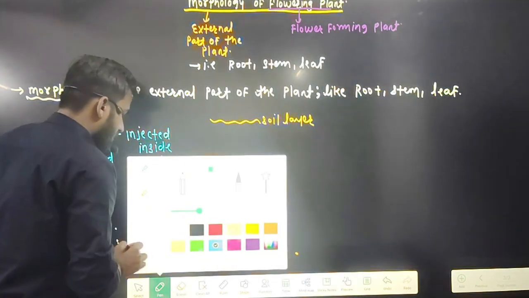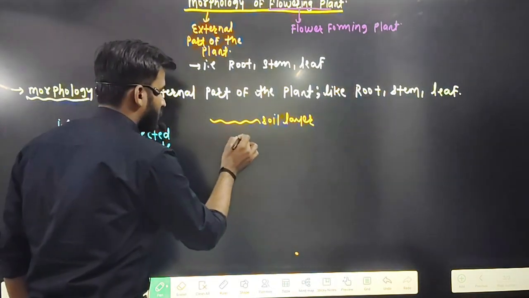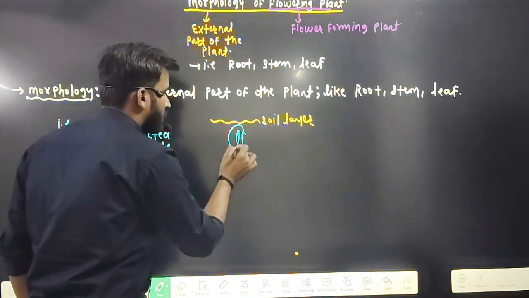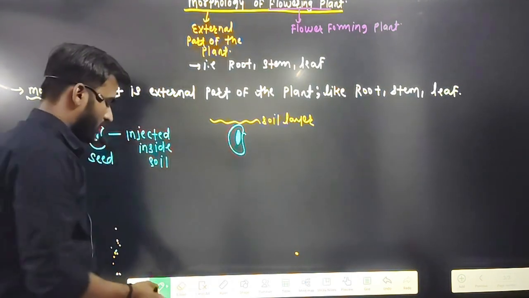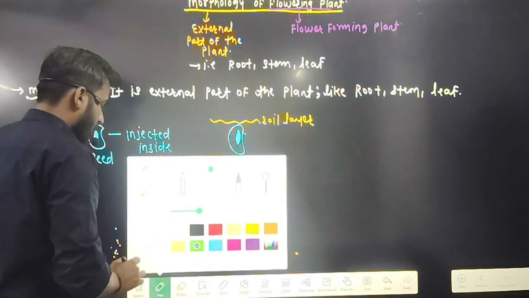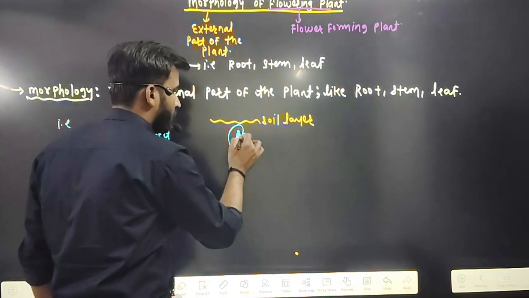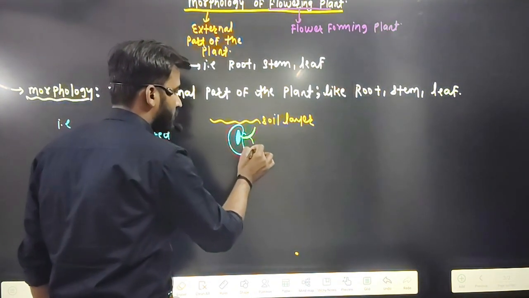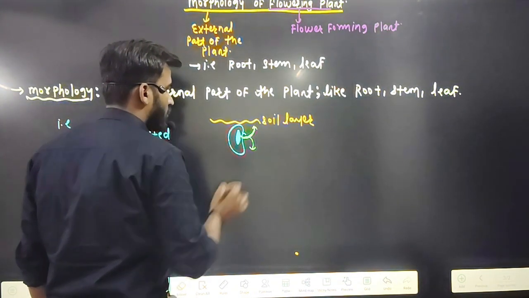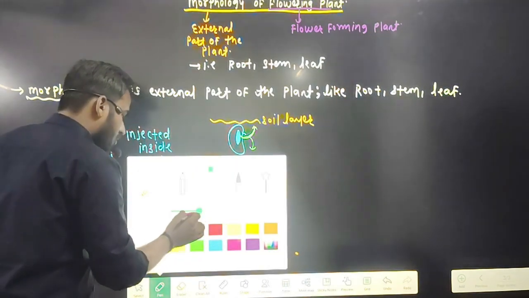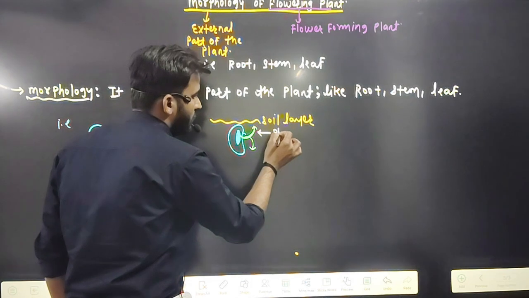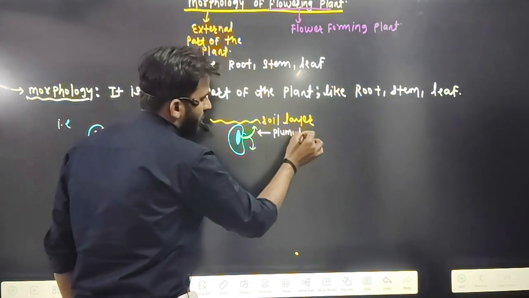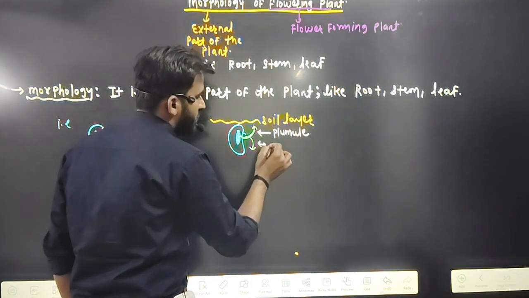After injecting this seed, it starts the germination. Once it has germinated, it forms two outputs. The name of the output on the upper side is called the plumule, and the one on the lower side is called the radicle.